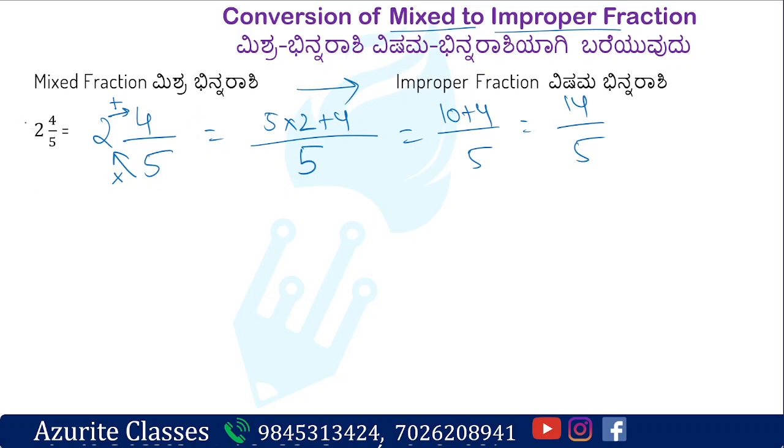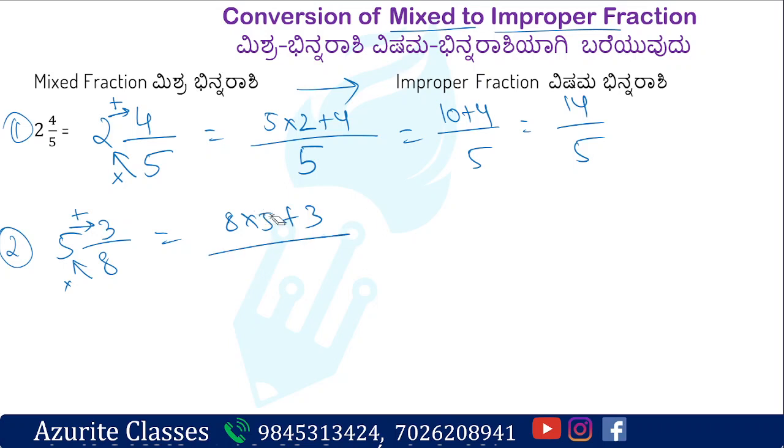Okay, let me take one more example. The second one, here 5 and 3 by 8 is there. What we have to do here, 8 and 5 we have to multiply, and 3 we have to add with the answer, right? So 8 into 5 plus 3 divided by how much? That is 8, 8 as it is. So 8 fives are 40. 40 plus 3, 43 by 8 will be the answer, right? So this is how we have to do.